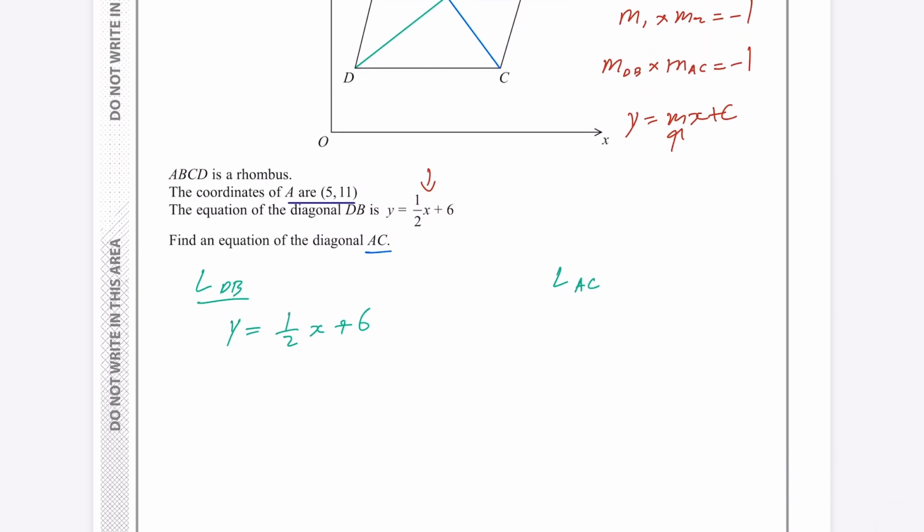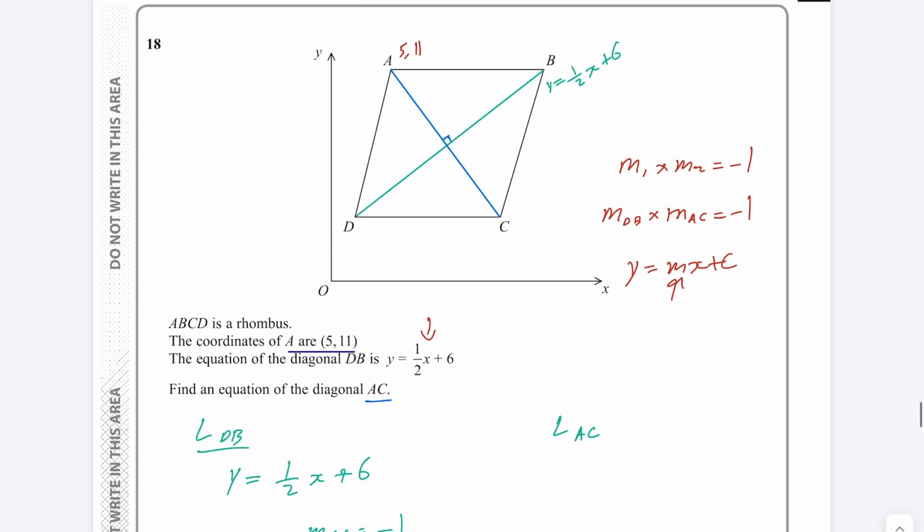So that will be m dB times m AC is equal to minus 1, which is a half times m AC is equal to minus 1. Now, I can move the 2 over to that side, times each side by 2, so that then becomes m AC is equal to minus 2. And that also looks right. You can always sense check your answers.